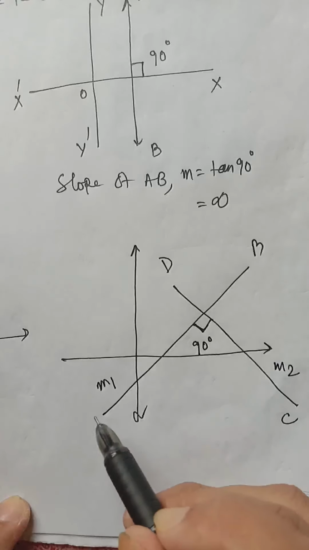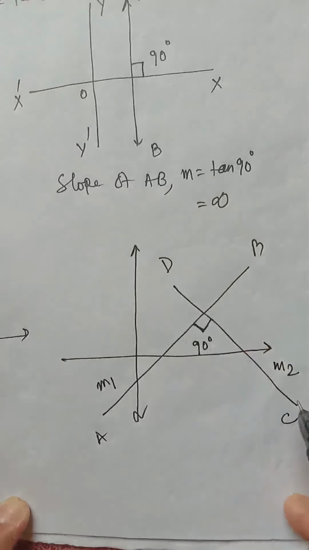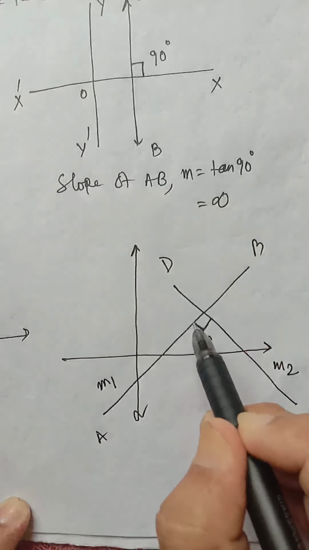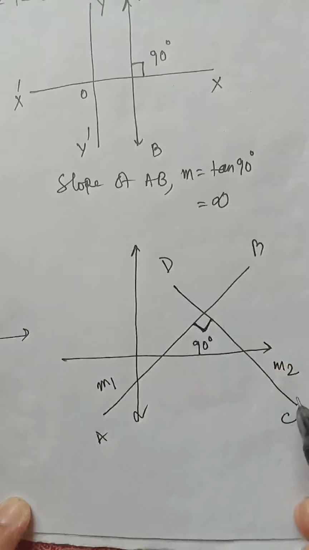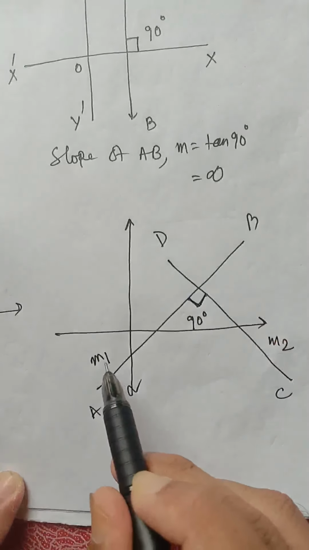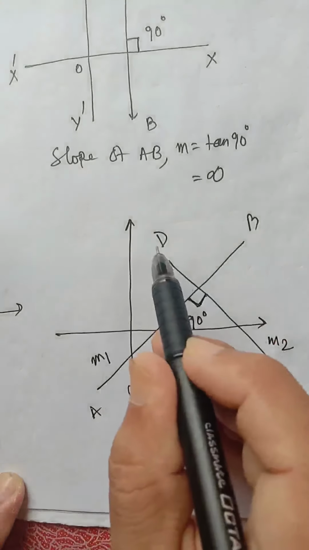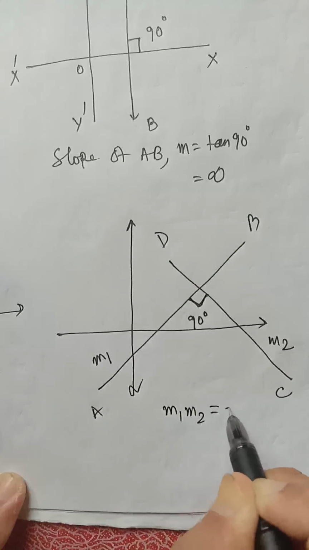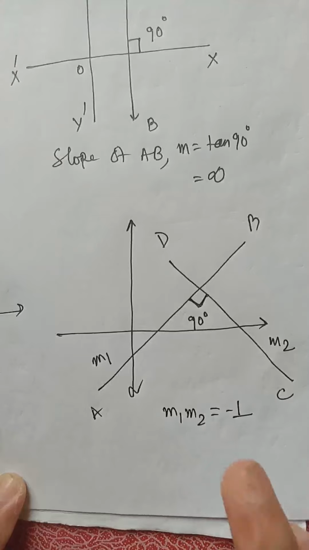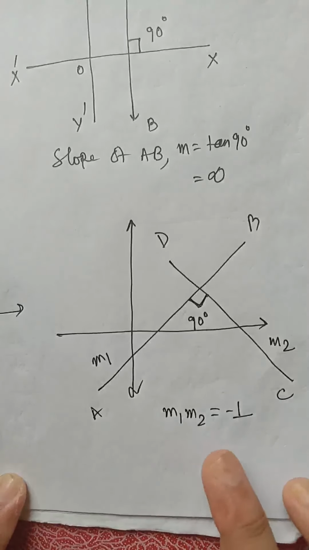Again, suppose the straight lines AB and CD are perpendicular, that is the angle between AB and CD is 90 degree. If m1 is the slope of AB and m2 is the slope of CD, then m1 into m2 is equal to minus 1. So this is the condition for two straight lines to be perpendicular.